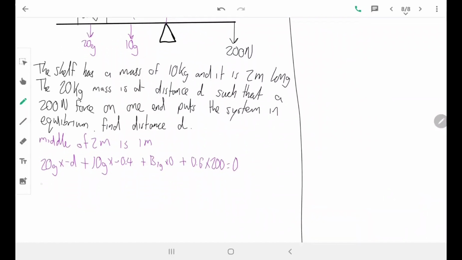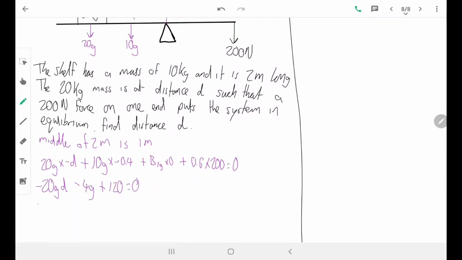Well, what do we have? We have minus 20 GD, and that's just a number, so we could sort that out in a moment, plus, well, 0.4, actually not a plus, it's a minus. Just be careful, we always make mistakes, like negative turn to positive, positive turn to negative. So minus 0.4 times 10 is 4G, big R times 0 is 0, and then we have to add our 0.6 times 200, which is 120, equals 0.